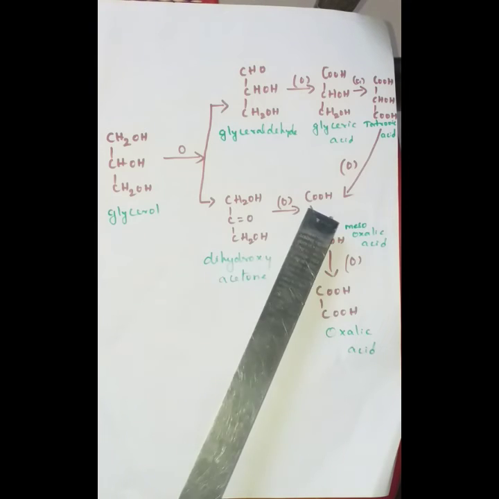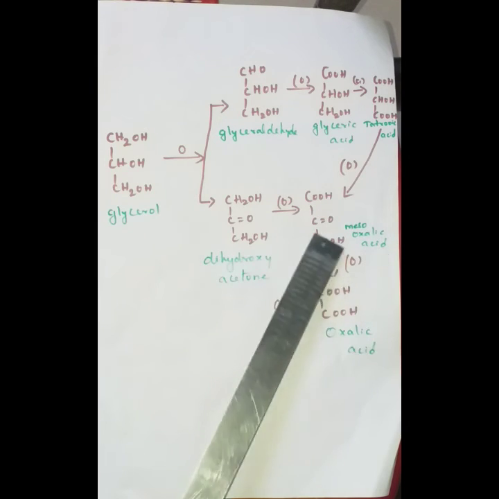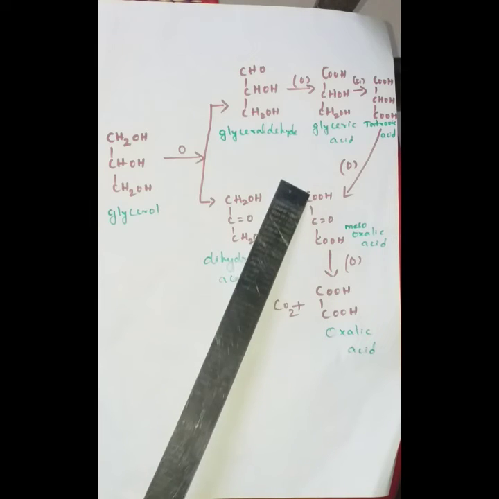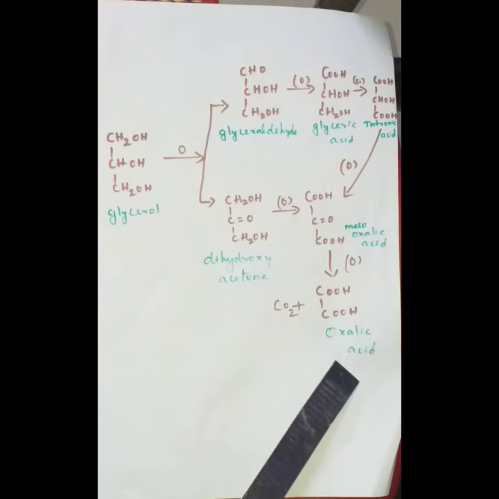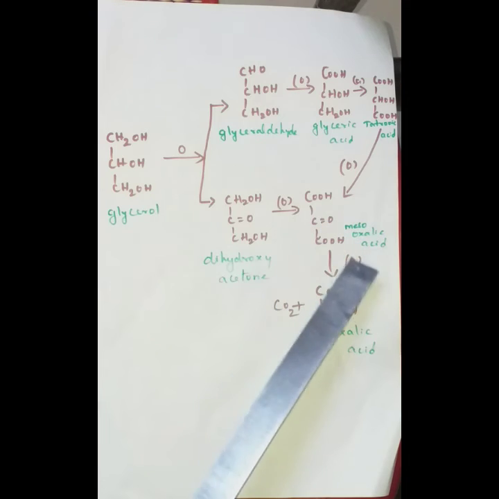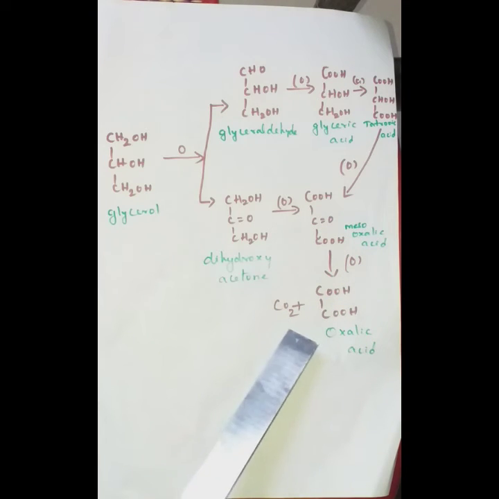Further oxidation forms mesoxalic acid. Then further oxidation, the COOH combine to form oxalic acid, and the CO group takes away this oxygen to form CO2. So far we saw the oxidation and the properties of glycol and glycerol.